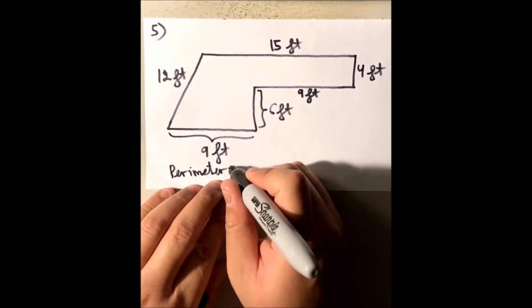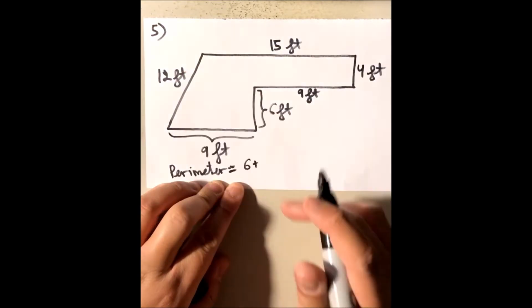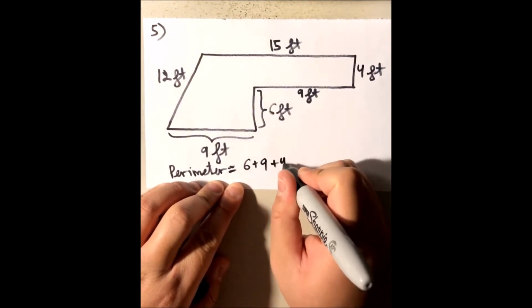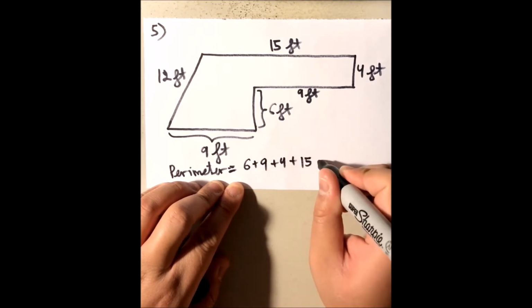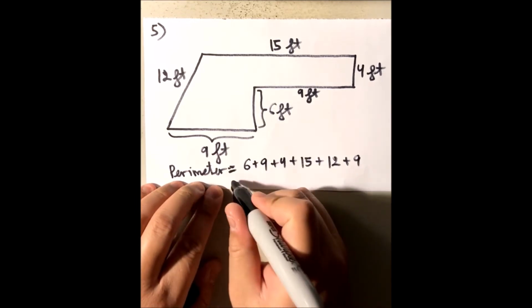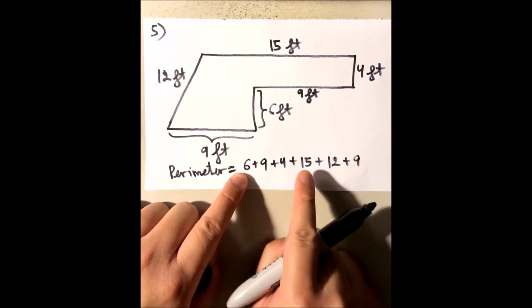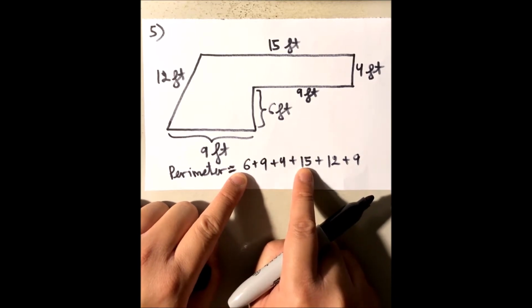equal to 6. We start from here and go all the way around. Plus 9 plus 4 plus 15 plus 12 and then plus 9, which is right here. Okay, well, this is easy to see. 6 plus 9, 15 plus 4, 19. 19 plus 15 is going to be 34.